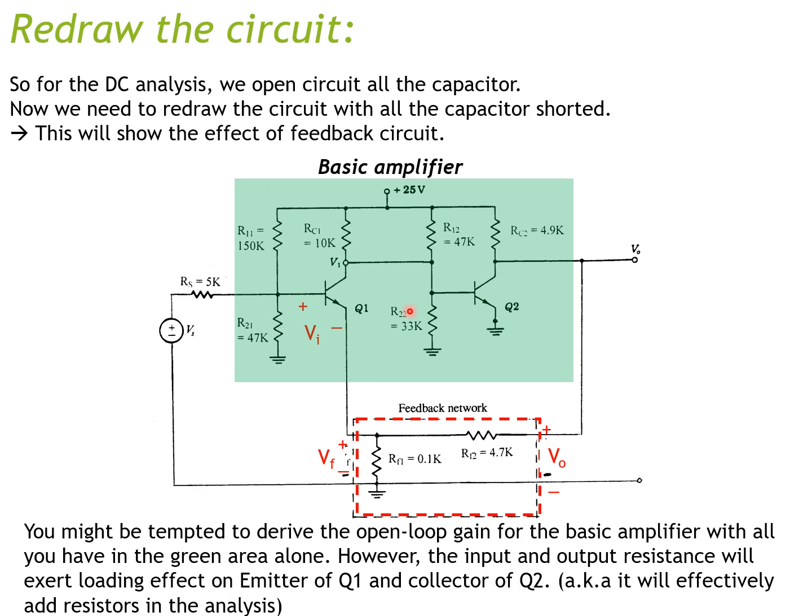So now you may be tempted to just figure out the open loop gain of this basic amplifier with only the green region alone. However, if you look at this feedback network, actually this feedback network will have some loading effect. That means the output resistance of this feedback network, the output resistance is here, will act as a loading effect onto the collector of Q2, and the input resistance of this feedback network will act as some resistor connected to the emitter of Q1.